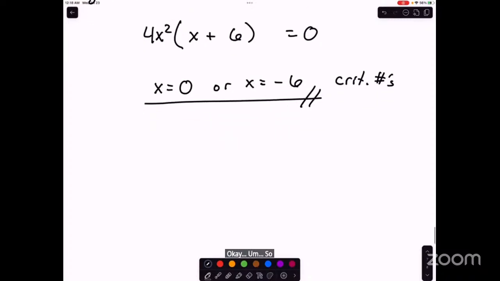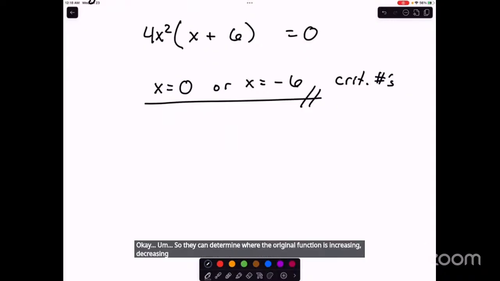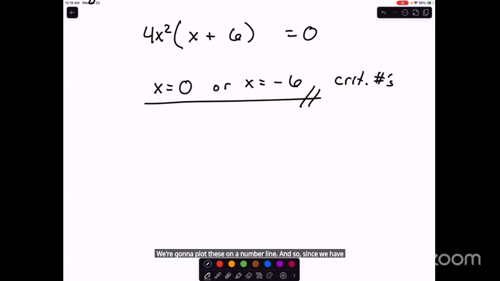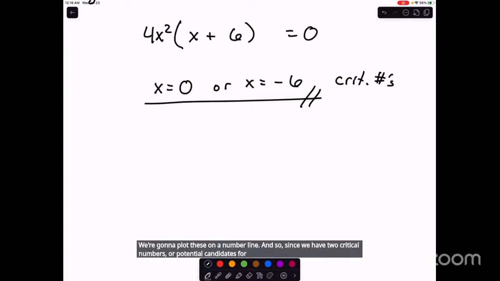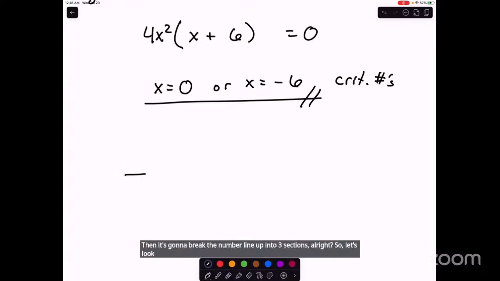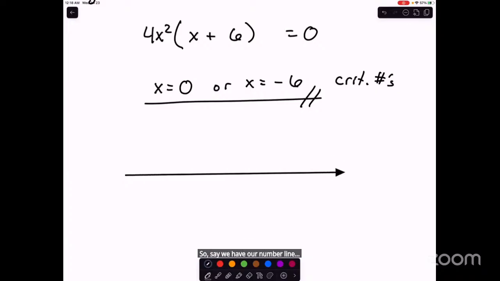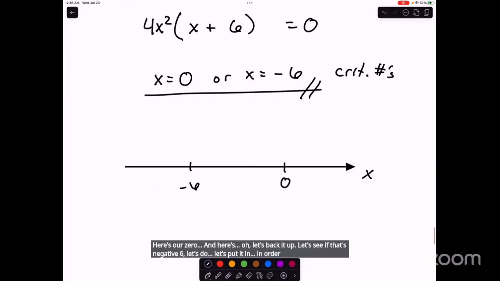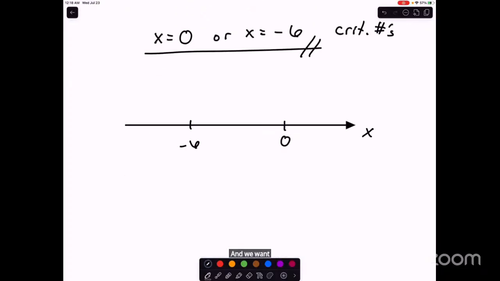Then determine whether the original function is increasing, decreasing, or constant. We're going to plot these on a number line. Since we have two critical numbers, it's going to break the number line up into 3 sections. So say we have our number line. Here's our positive x over here, here's our 0, and here's negative 6. Let's put it in order, and we want to look at these in our f prime.